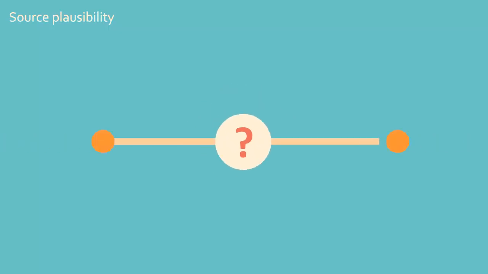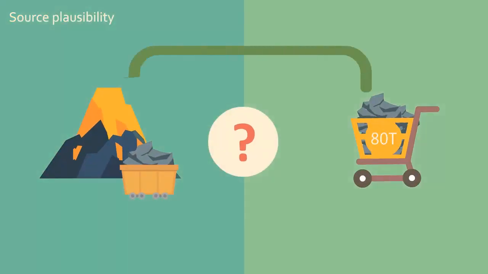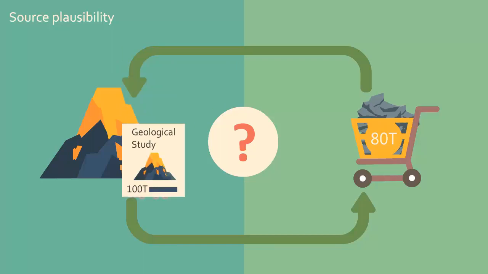First, is it likely that the source can provide the amount of material the supplier is offering? To answer this, compare the supplier's offer with the available evidence, like geological studies. Check that the area produces enough of that type of material to confirm that the supplier's offer is reasonable.